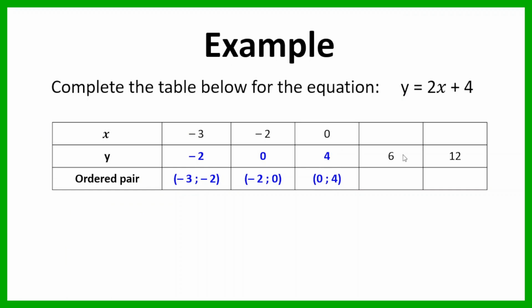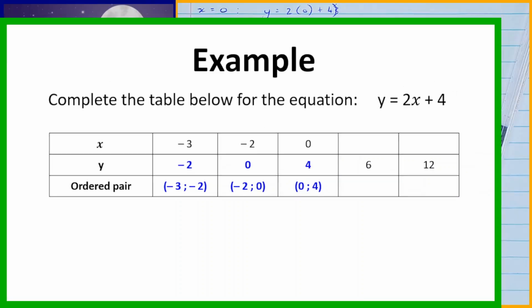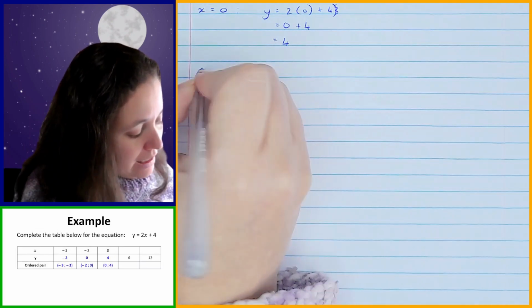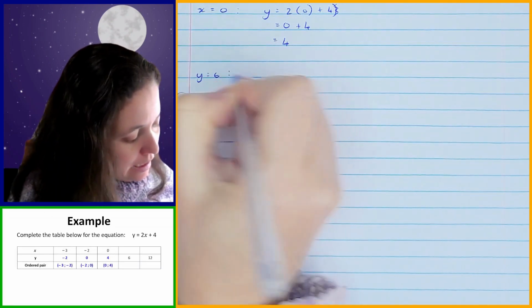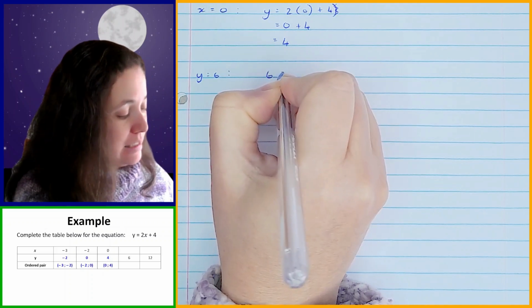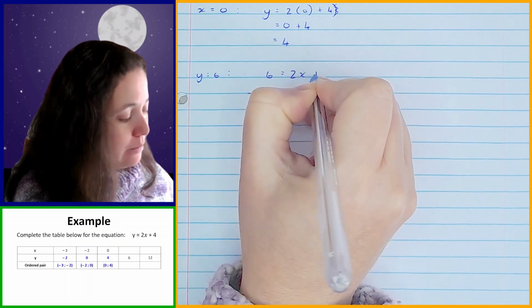Okay, so now in these two over here, we need to find the x value that will give us these y values. So first, if y is 6, then I'm going to substitute the 6 into the y in my equation. So I have 6 equals 2x plus 4.